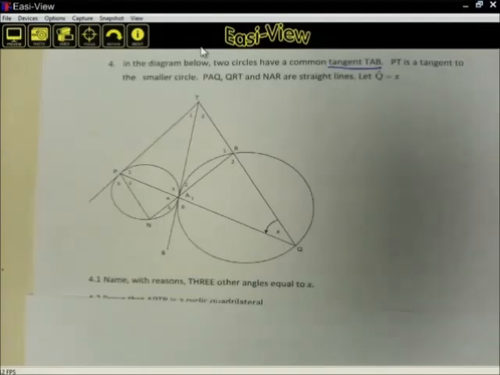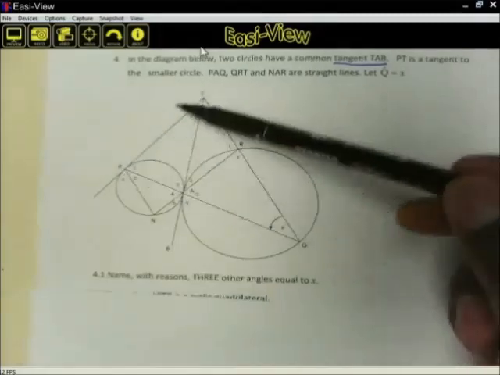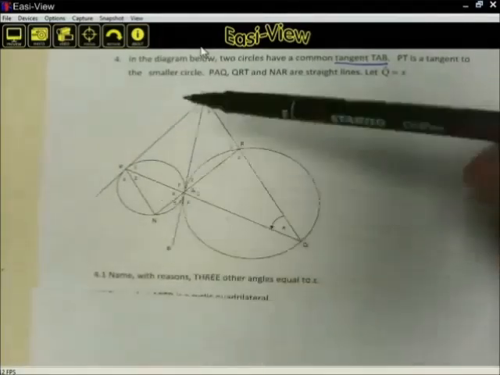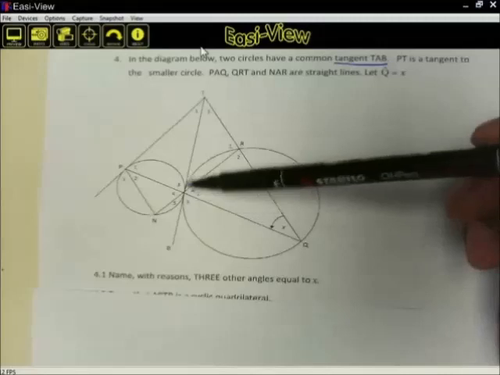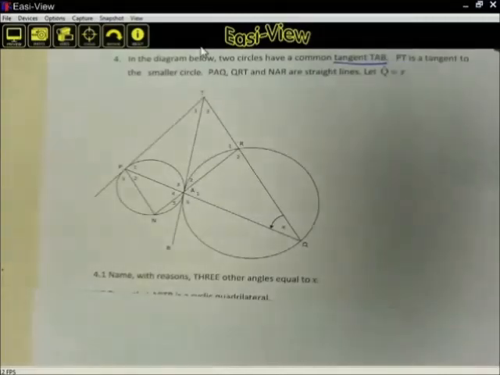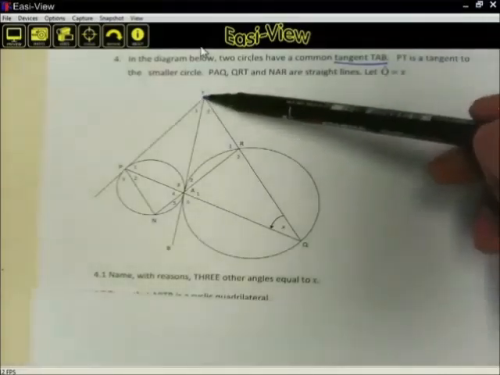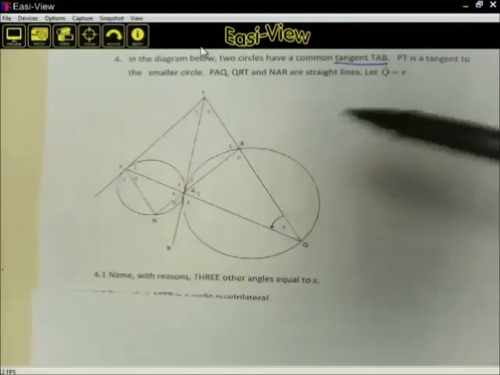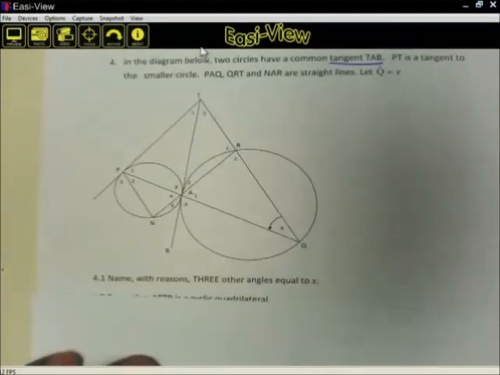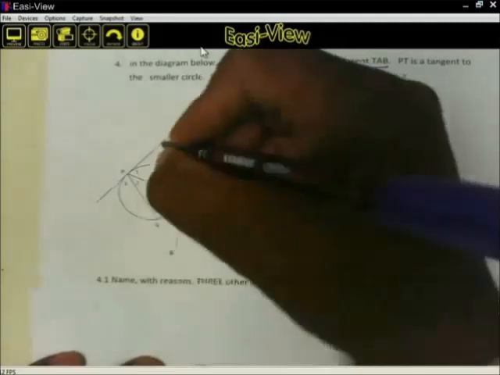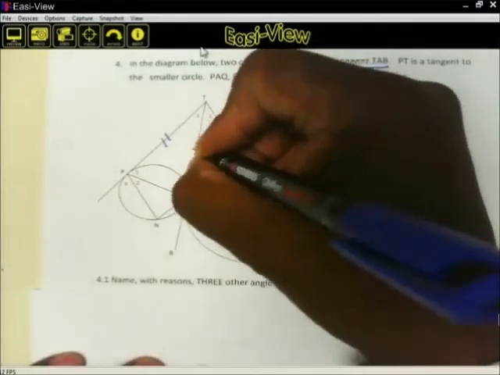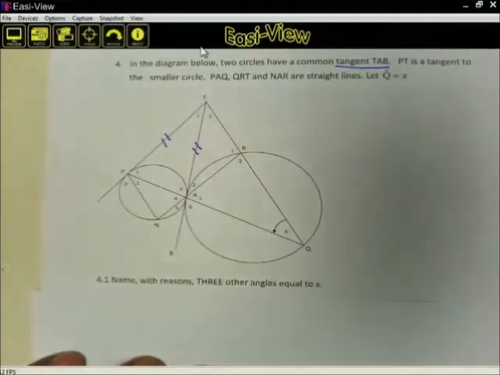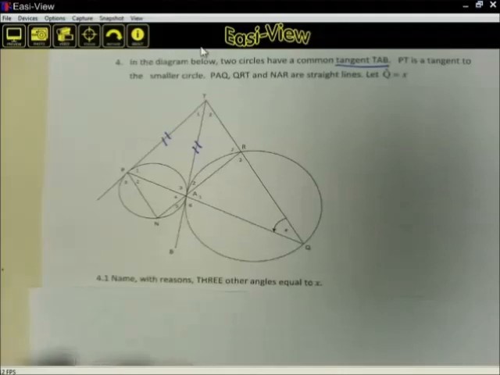PT is also a tangent to the smaller circle. So it means PT will be equal to AP according to the theorem which states tangents drawn from the same point outside the circle are equal in length. It means TA will then be equal to TP. It is important immediately to indicate all the given information on the diagram. You mark them equal: PT is equal to AT. Those are the 2 tangents drawn from the same point outside the circle.